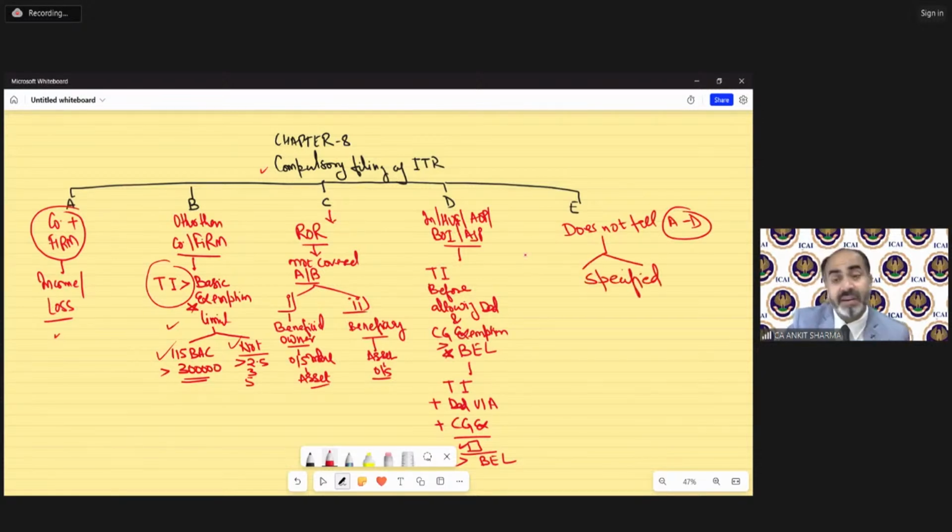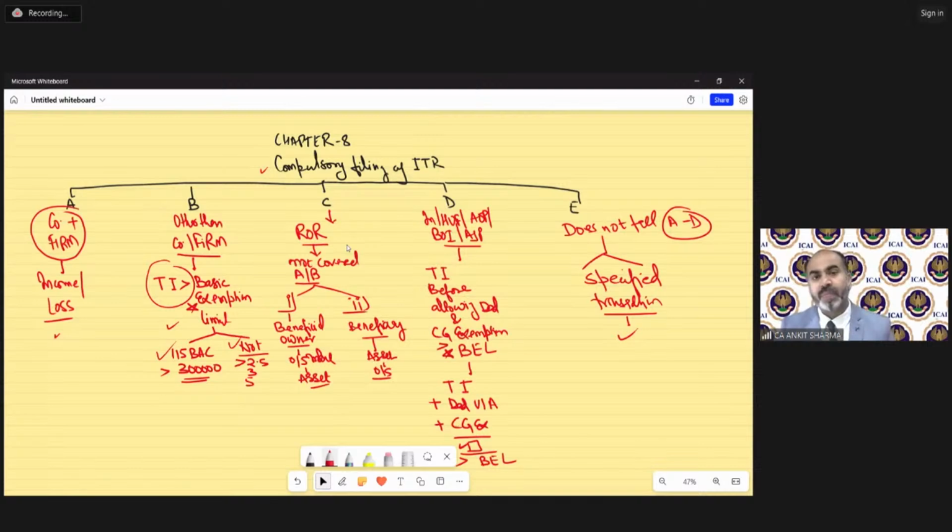If you take certain specified transactions, which are explained here, then you also need to file an income tax return compulsorily. So what are these specified transactions? What is the difference between a beneficial owner and a beneficiary, etc.? We are going to discuss that one by one in detail. So if any person falls in category A, B, C, D or E, he or she needs to file an income tax return mandatorily. One by one, we will discuss it.